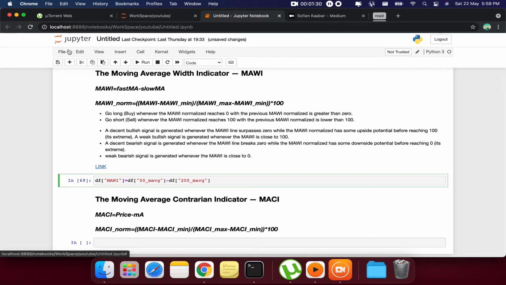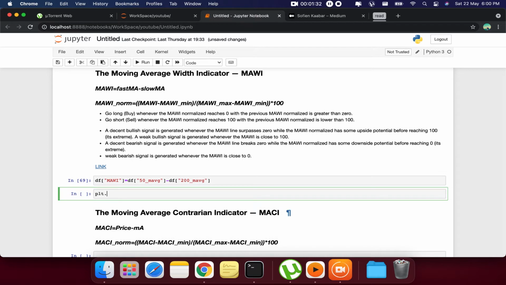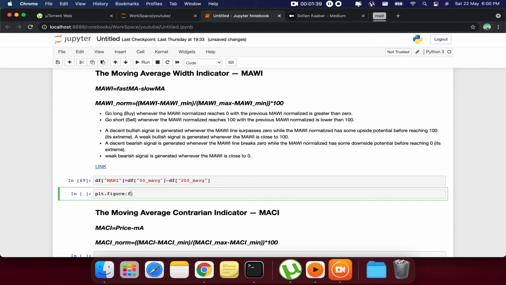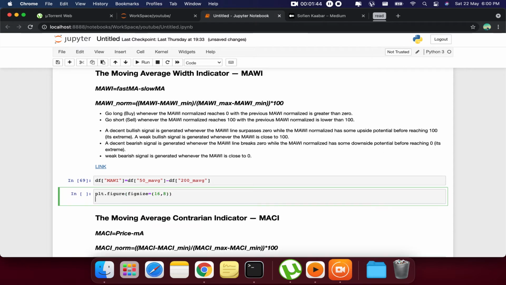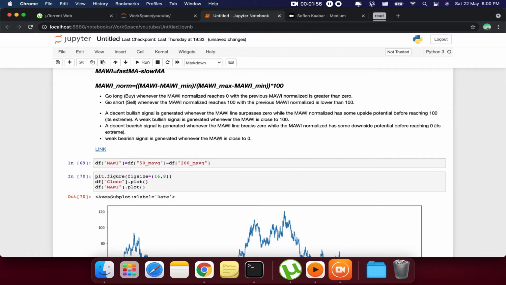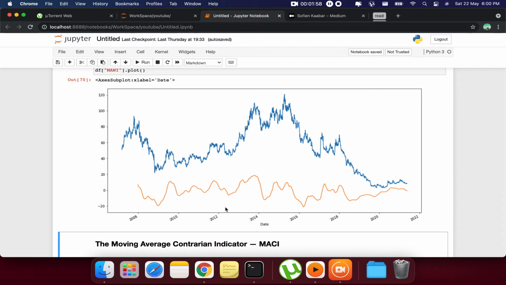Now let us plot this out and check it out. So first plt dot figure of fixed size 16,8 and df of MAWI dot plot. Now let us plot it with the actual close price, so it will be much easier to understand. So here, if you see, the orange line is the MAWI line, right?